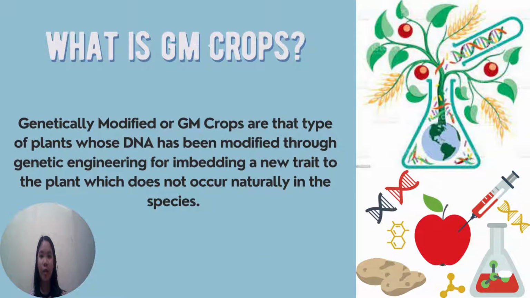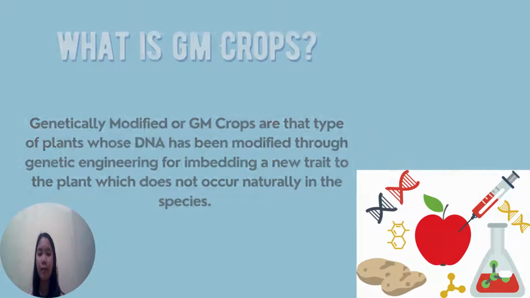What is GM crops? Genetically modified or GM crops are the type of plants whose DNA has been modified through genetic engineering for embedding a new trait to the plant which does not occur naturally in the species. Foods produced from or using GM organisms are often referred to as GM foods.